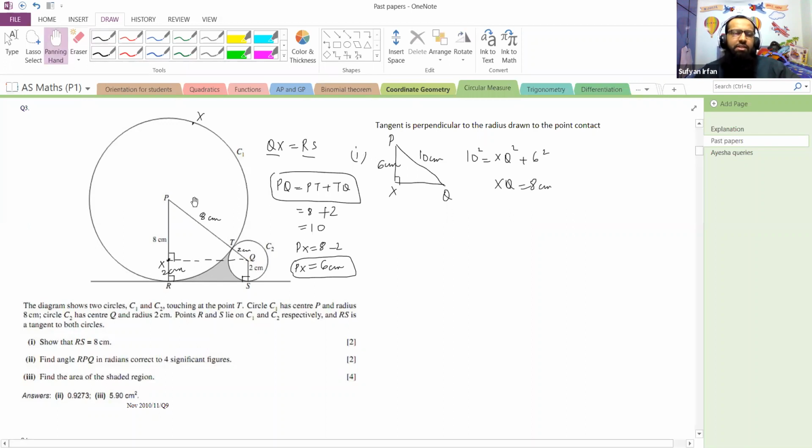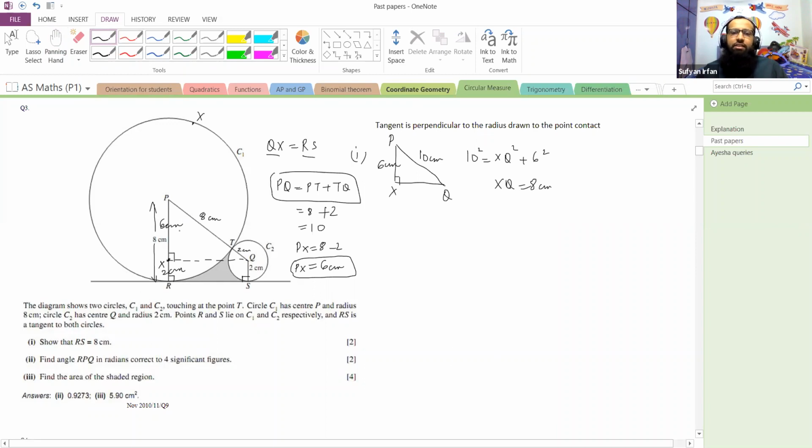I mistakenly used 8 in place of PX, although PX is not 8, it is 6. Because PR is 8, XR is 2, so PX would be 6 centimeters. This is 6, this is 2, the entire is 8. 8 is the entire value from here till here.